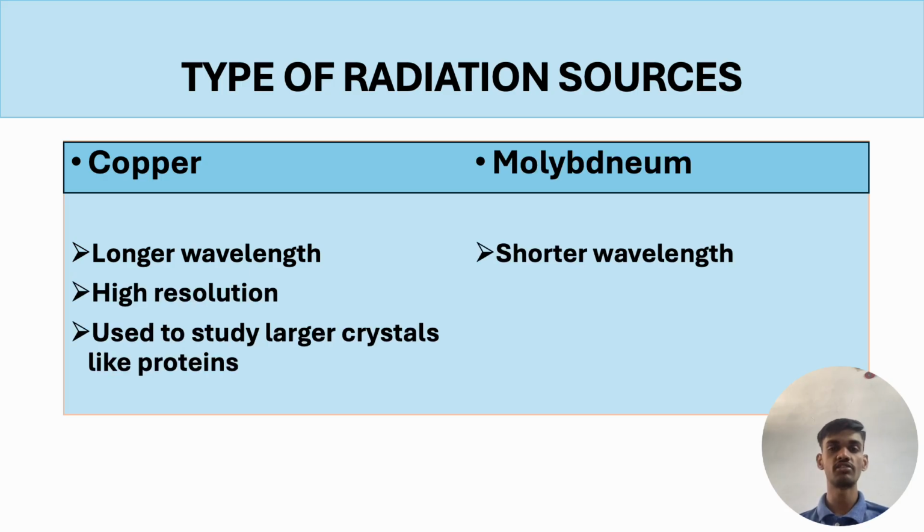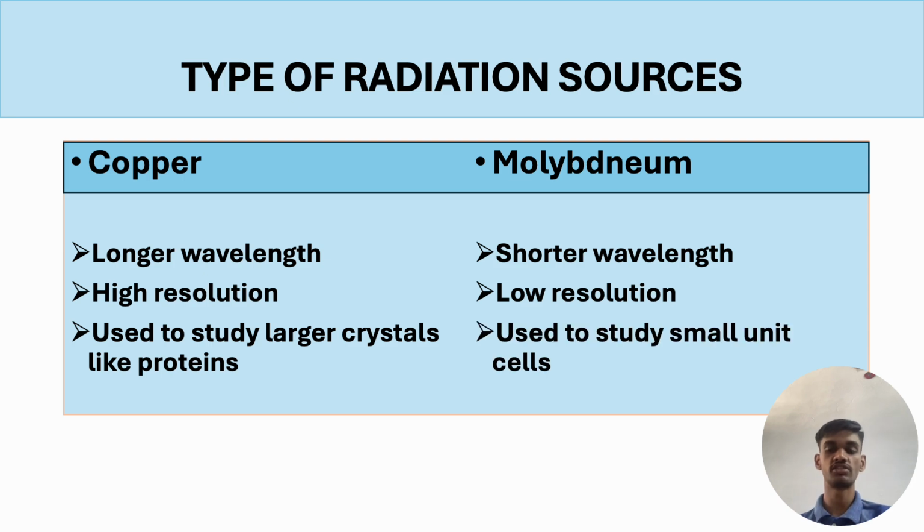And the second source is the molybdenum source. It is a shorter wavelength source, and due to its shorter wavelength it has low resolution power and it is used to study small unit cells.